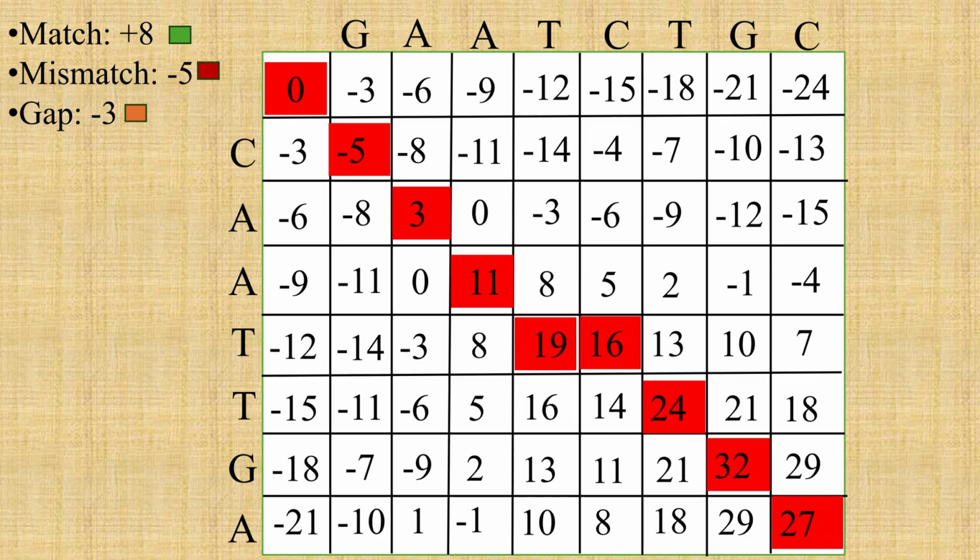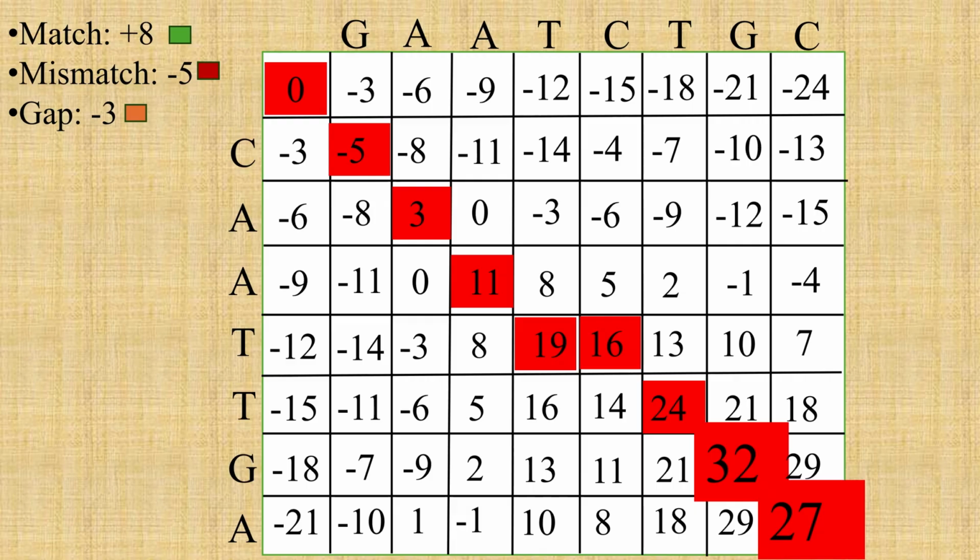So, for instance, we ask the question, how did we arrive at 27? The two letters in the vertical and horizontal sequence are a mismatch, and that tells us that the diagonal score, which is 32, was added to the mismatch score, which is -5, and that gave us 27. A vertical move introduces a gap in the horizontal sequence, and a horizontal move introduces a gap in the vertical sequence. So we follow this path backward, cell by cell, until we reach the top left corner of the matrix.